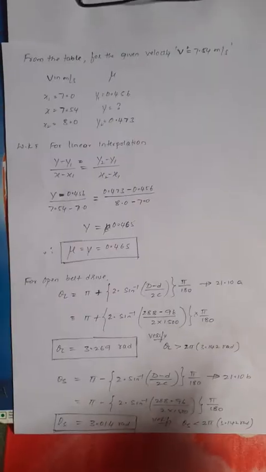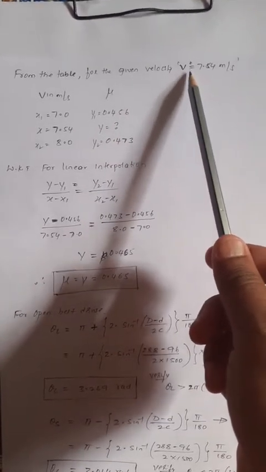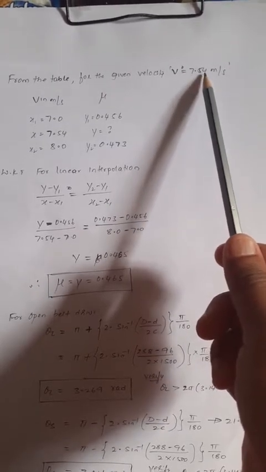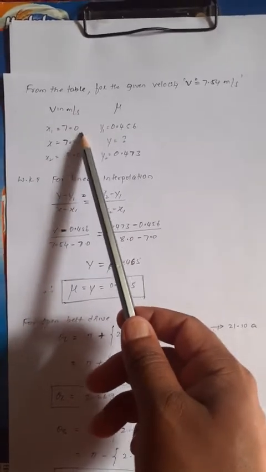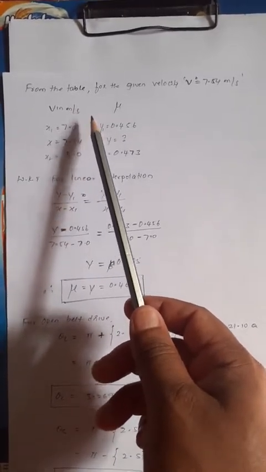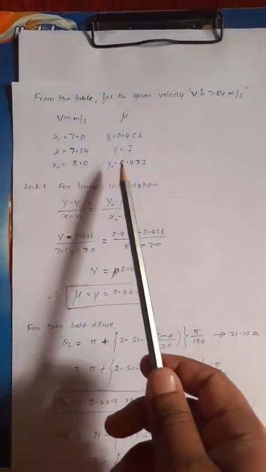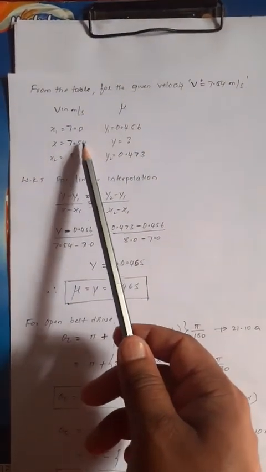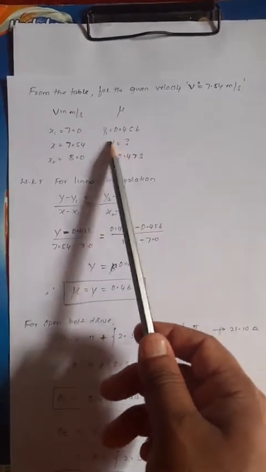21.4a. Yes, by referring the table 21.4a, for a given velocity I want to calculate, that depends upon velocity, linear velocity of belt, we know 7.54 meter per second. But in the table you can see for the velocity 7.0 meter per second mu value is 0.456, for 8 meter per second mu value is 0.473. Now for a velocity 7.54, what will be the mu value, right?